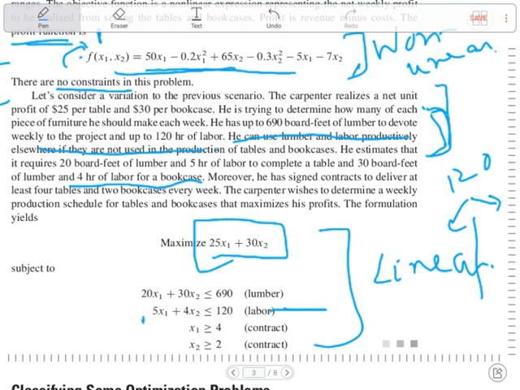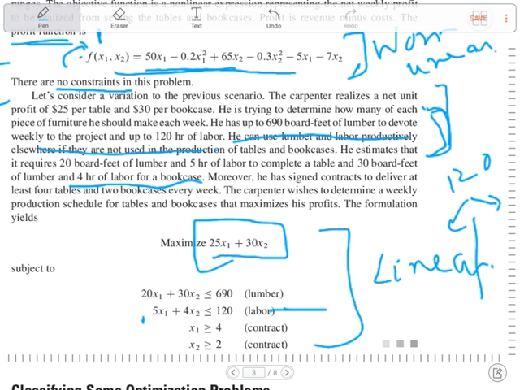Okay, and similarly for the lumber, 690 is the total amount of lumber, out of which 30 board feet of lumber is for each bookcase and 20 board feet of lumber for each table. So 20 into x1 plus 30 into x2 should also be less than or equal to 690. This less than is also for the same reason as I mentioned for the labor hours.